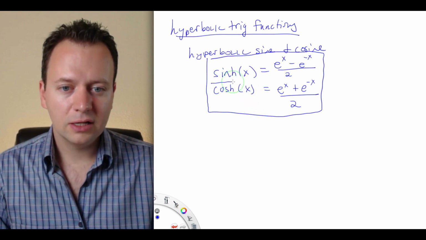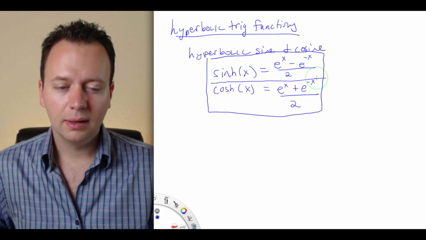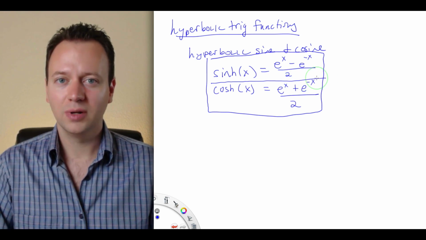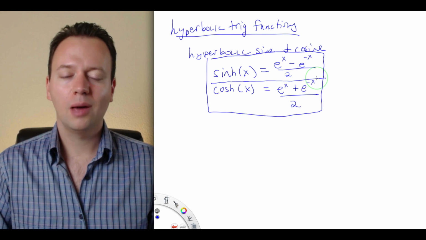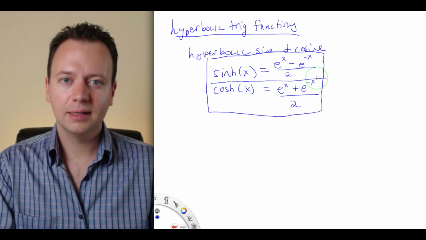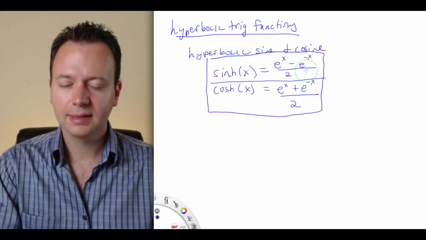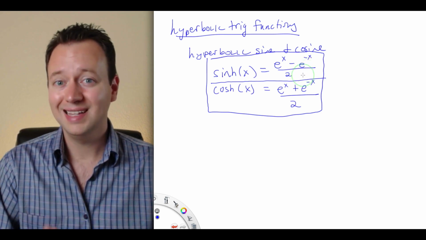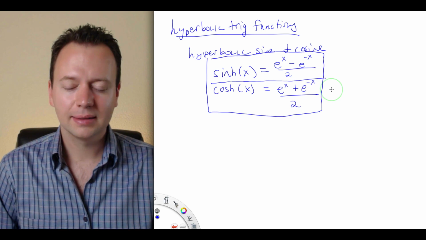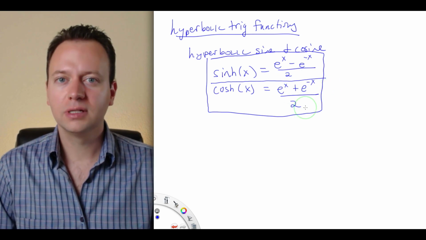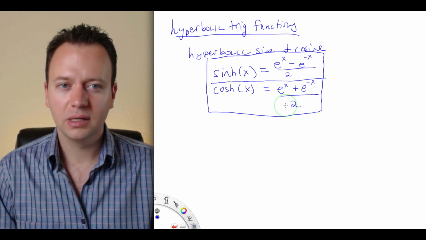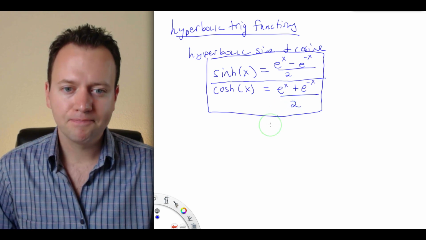Basically, sinh and cosh are each linear combinations of exponential functions. By linear combination, I mean it's some constant times e to the x plus some constant times e to the minus x. So that's a linear combination of e to the x and e to the minus x. Today we're going to explore sinh and cosh and discuss some of their properties.